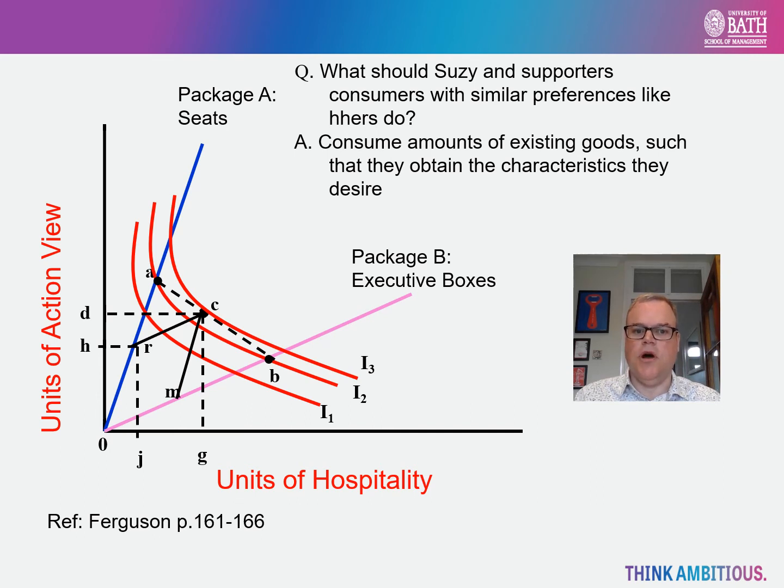Note that the distance RC is parallel to package B. This reflects that the same proportion of each characteristic, action view and hospitality, is being consumed. This is consistent with her now consuming the executive box package. Alternatively, Susie could have reached point C by starting off in the executive box, reaching point M, and then switching to the stands. Since CRMO is a parallelogram, both ORC and OMC are equally attractive routes to yield the same level of satisfaction.